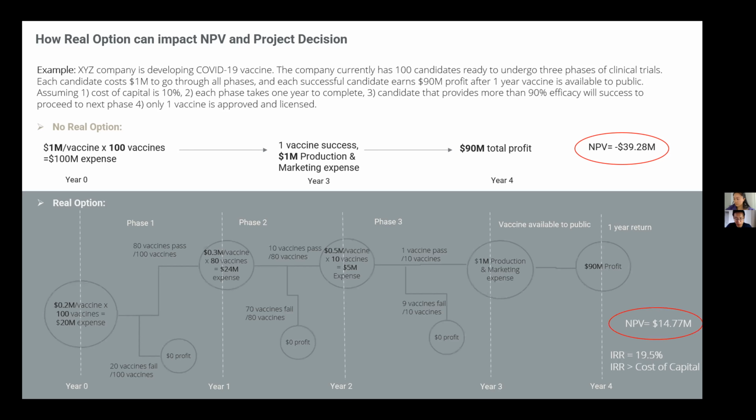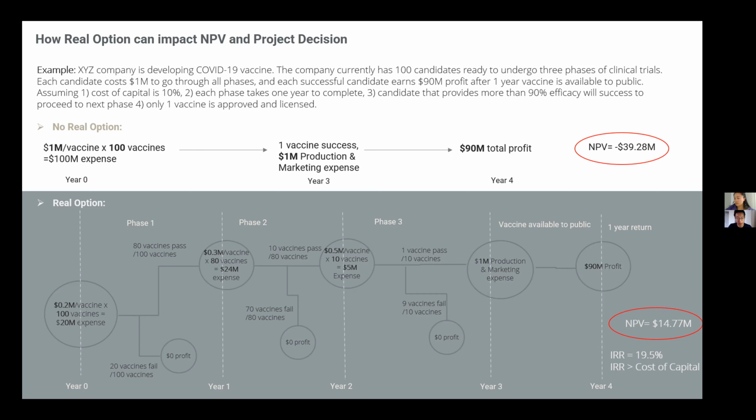Next, if there is a real option embedded in the product, which allows the research to be stopped and abandoned at the end of each phase based on the testing results, the whole product cost will now be separated into 3 parts. Since the cost of each phase only applies to the vaccine research in that phase, the total cost of the product decreased from 100 million to 49 million. By using NPV analysis, we can get a positive NPV of 14.77 million and an IRR of 19.5%, which is higher than the 10% cost of capital.